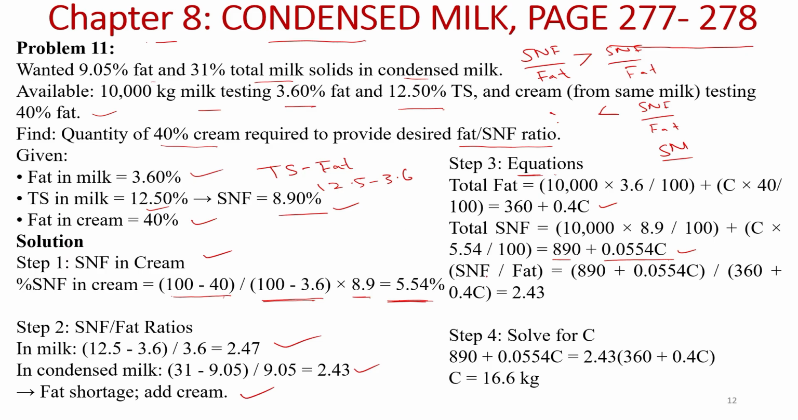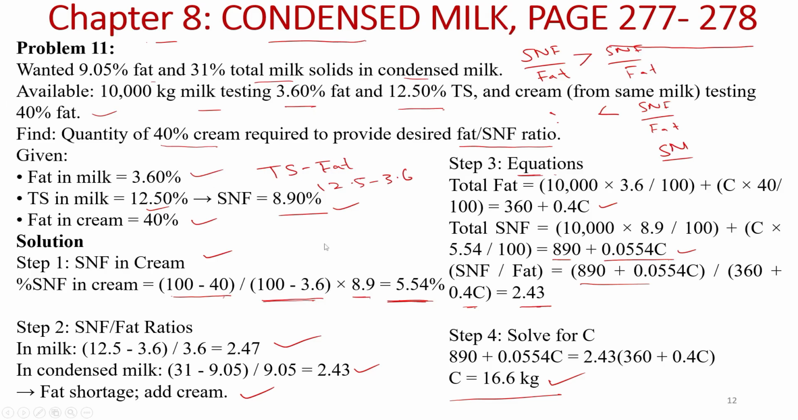So the SNF to fat ratio which is required is 2.43. If we put this ratio, that is total SNF to total fat, and then calculate the value of C, we will have 16.6 kg. That is, we will have to add 16.6 kg of 40% cream to the milk to have the desired SNF to fat ratio in the condensed milk. Okay, this is one numerical.